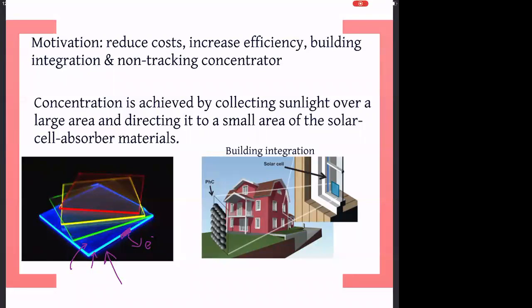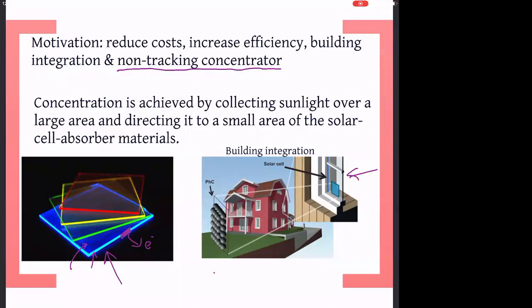First of all, the most important reason, in my opinion, is the fact that this is actually a non-tracking concentrator. You don't need to track the sun. So that has lots of really nice properties, as many of you know, because you're already thinking about these for your projects, right? The other reasons are potentially you can reduce the cost because the plastic or the glass that's used here to host this material can be very low cost. You can imagine building integration, for example, it can be a part of a window, and this is kind of one of the main reasons people are pursuing this.